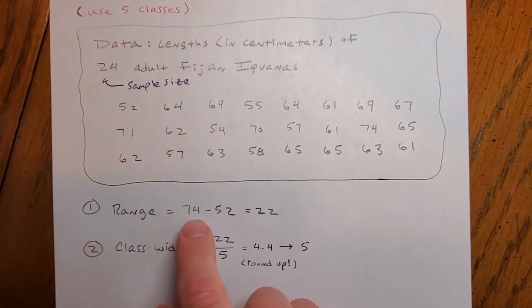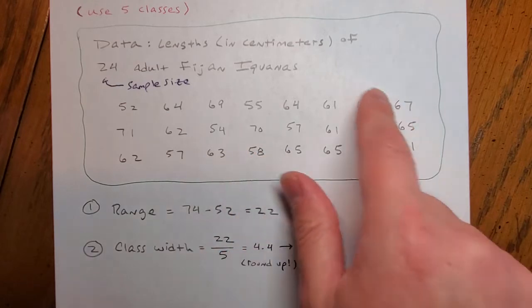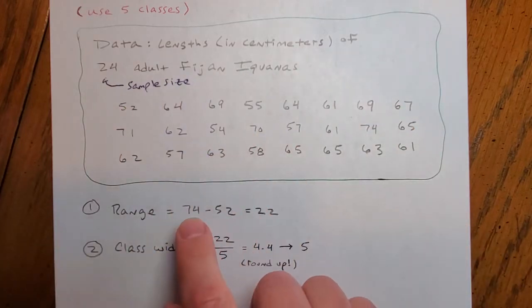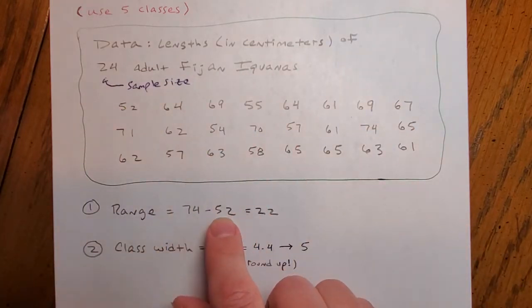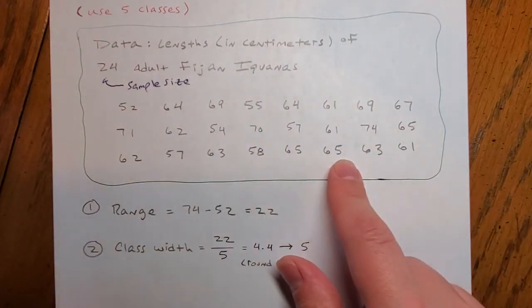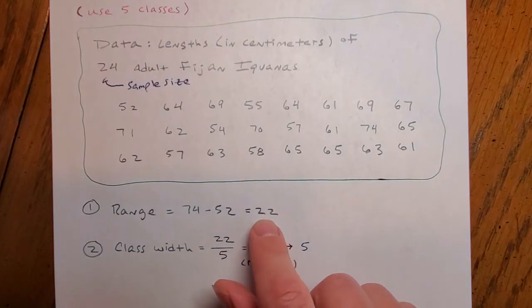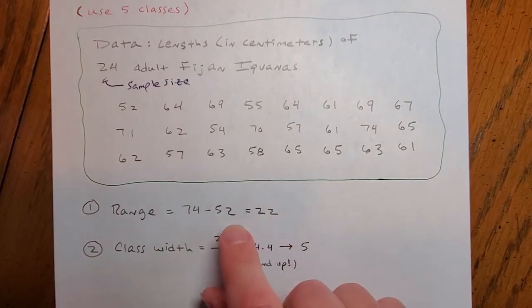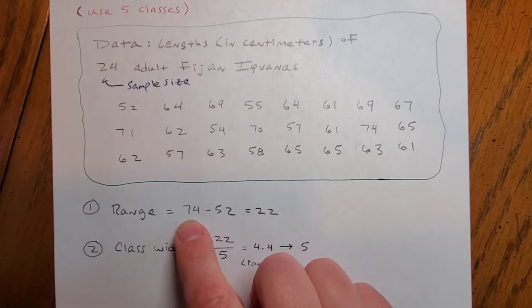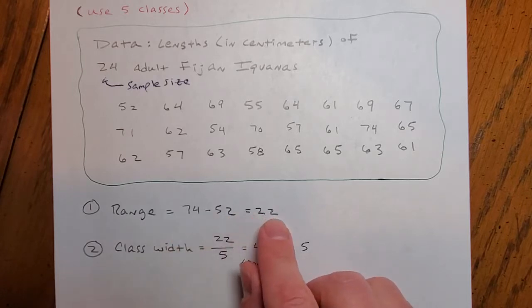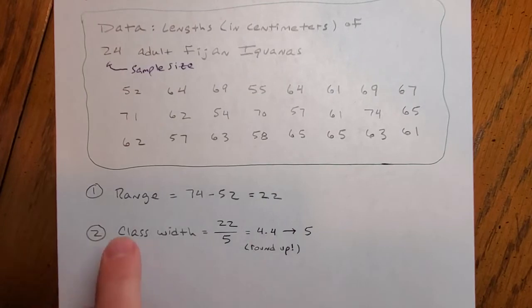And that is the largest value in the data set, which if you look through these happens to be 74, minus the smallest value in the data set, which again, if you look through, is 52. So the range is 22, meaning from the smallest value in the data set to the largest value in the data set is 22. The next thing we did was we found the class width.